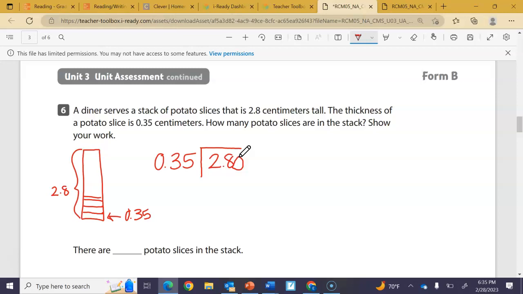So I'm going to go ahead and write that and solve it. Please pause the video.